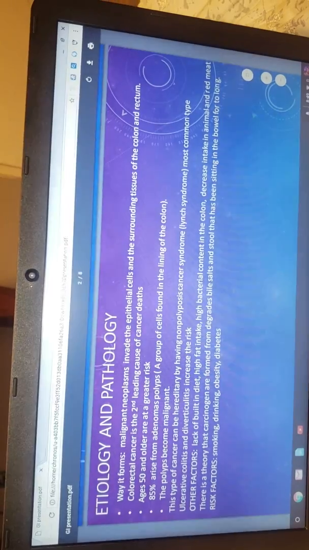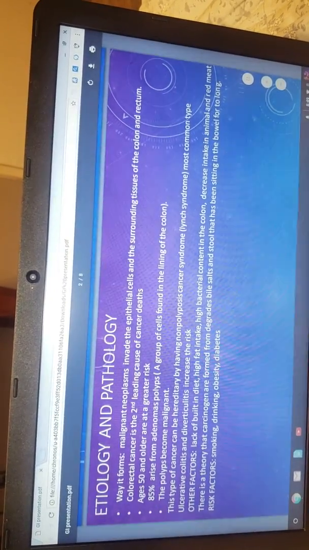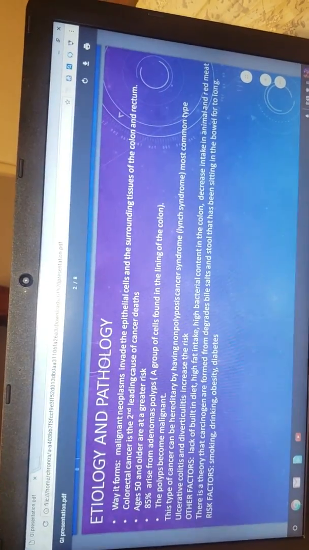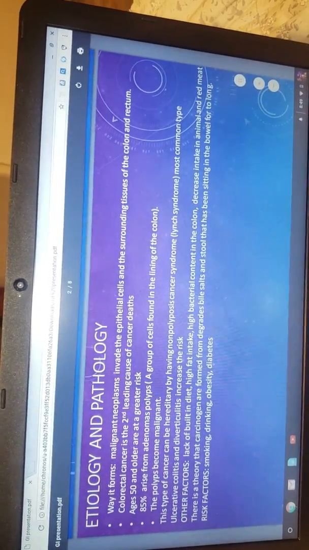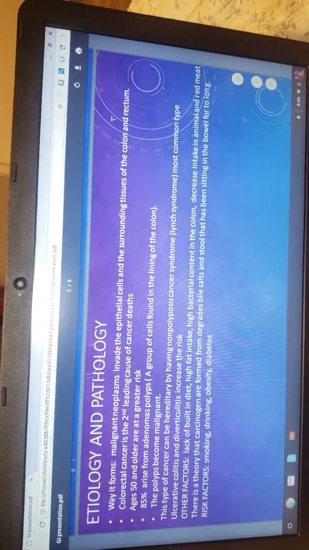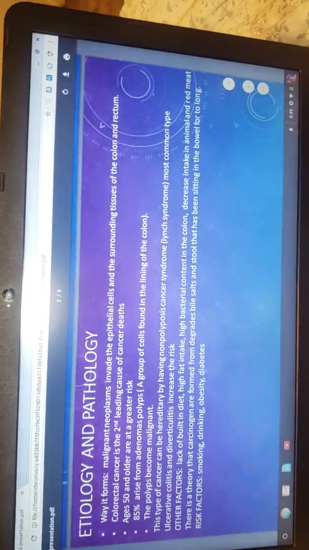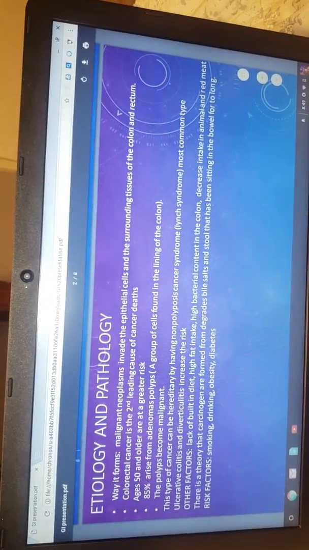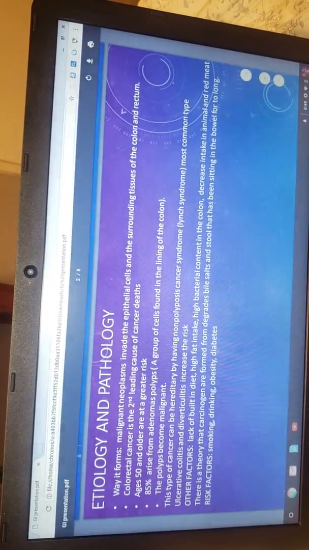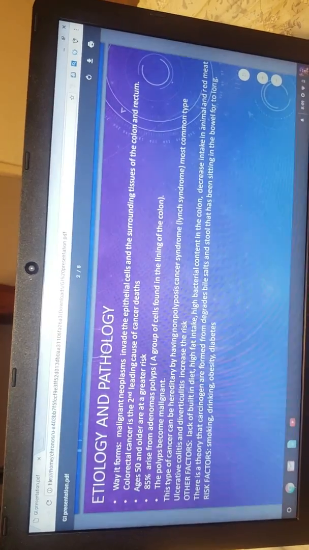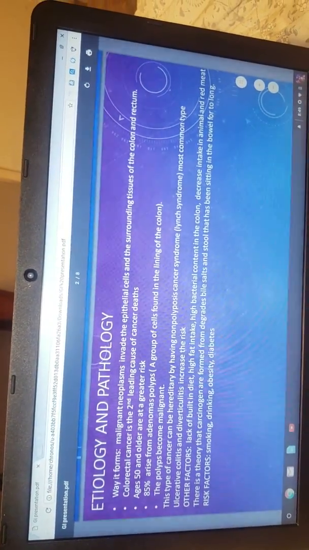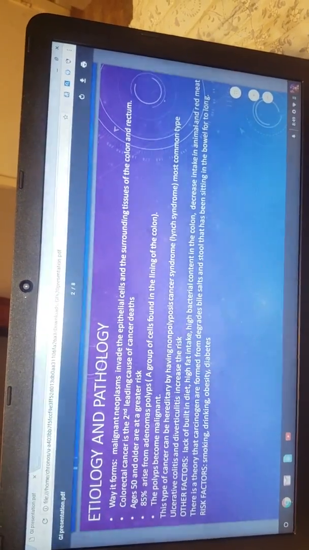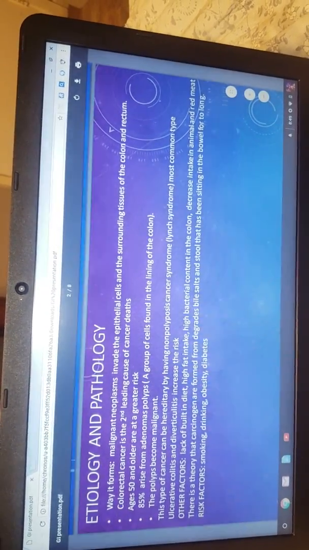The type of cancer can be hereditary. They arise from adenomatous polyps, which are a group of cells found in the lining of the colon. I have a little picture for you guys that will help later on. The most common hereditary type is Lynch syndrome, which comes from having hereditary non-polyposis colorectal cancer syndrome.